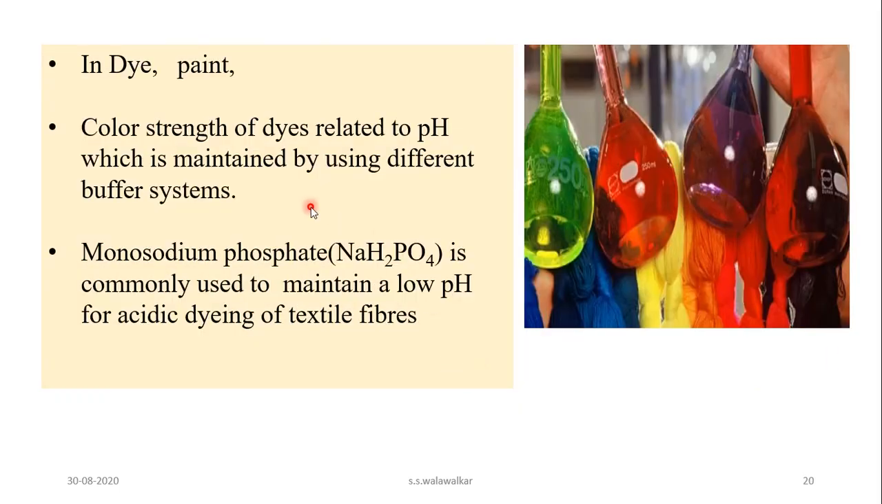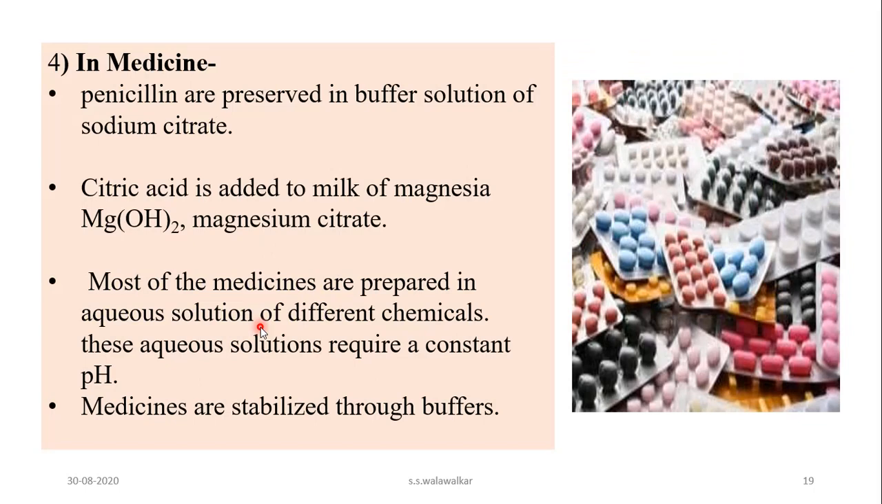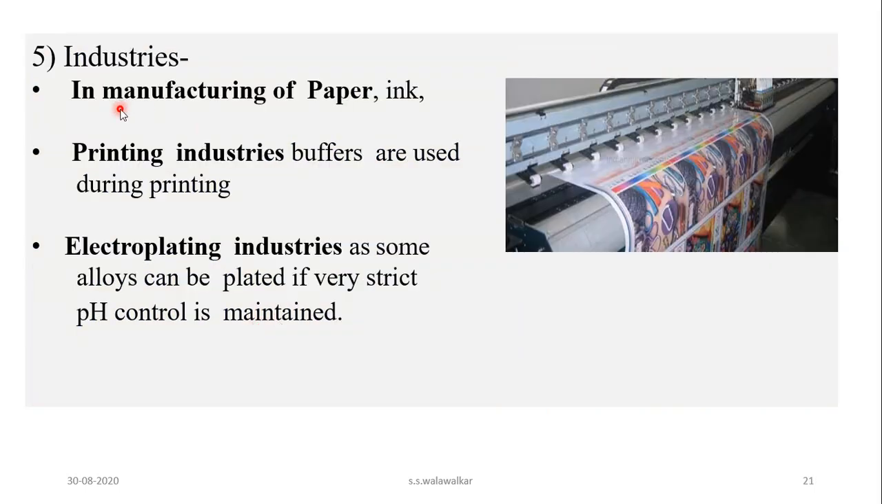In dyes or paints, the color strength of dyes is related to pH, which is maintained by using different buffer systems, such as monosodium phosphate, which is commonly used to maintain a low pH for acidic dye. Also in paper industries, printing industries and electroplating industries, buffer pH is required, and this is controlled by adding the buffer.